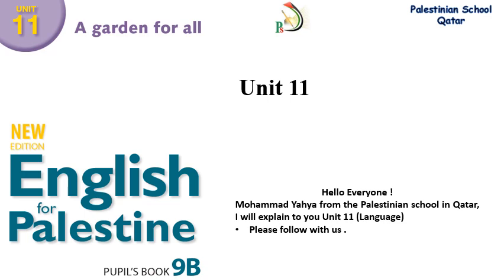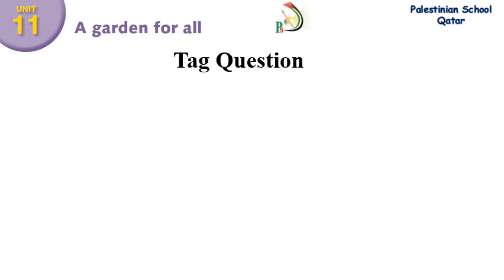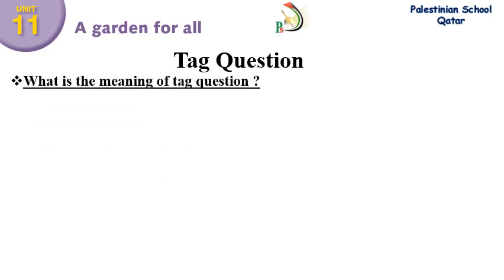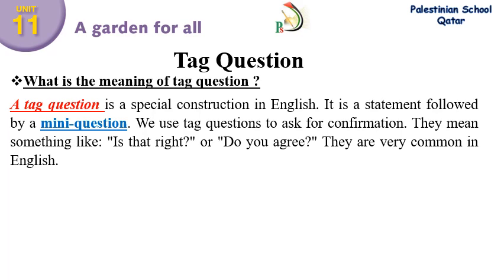Please follow with us. Tag question. What's the meaning of tag question? A tag question is a special construction in English. It's a statement followed by a mini question. We use tag questions to ask for confirmation. They mean something like, is that right? Or, do you agree? They are very common in English.